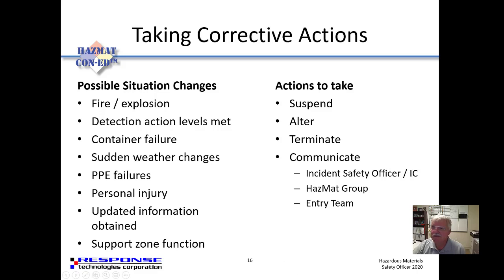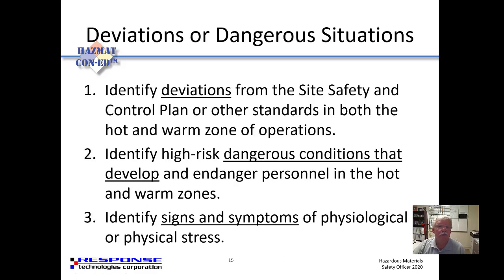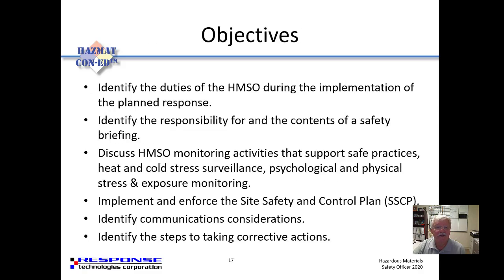So your main roles, again, is to identify deviations from the site safety and control plan and other standards. We want to identify those high-risk or dangerous situations that might develop that endanger our personnel, and take either suspension, alteration, or termination actions to avoid those high-risk situations. And then we want to monitor our people for physiological and physical stress to make sure that they are staying healthy while they perform the jobs.